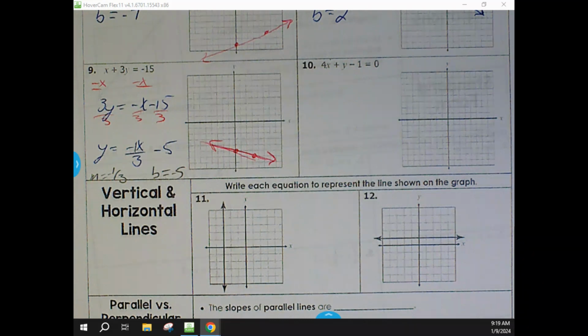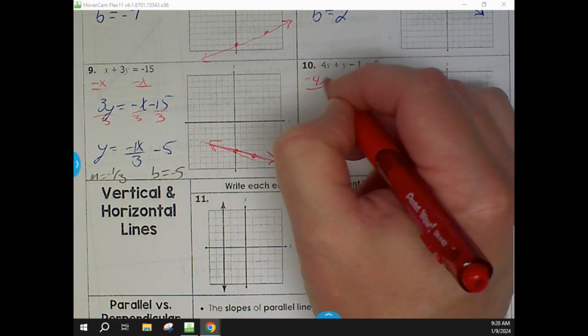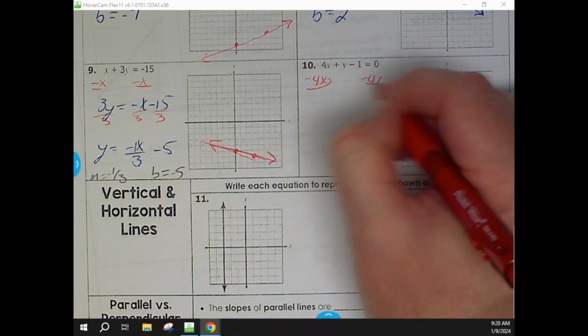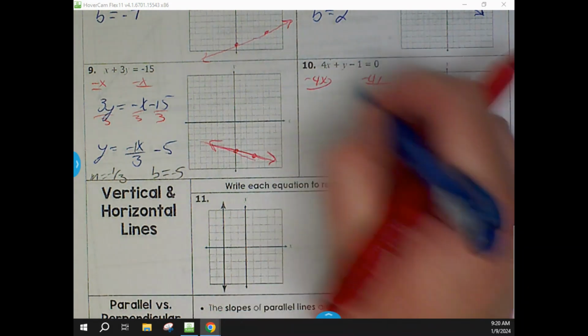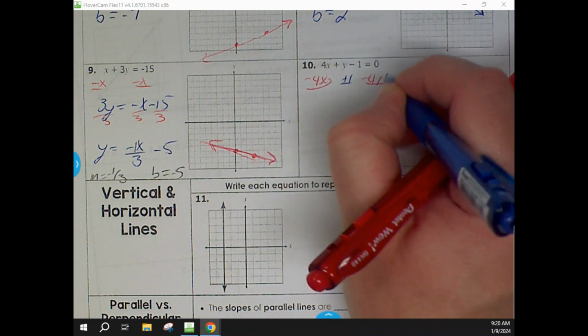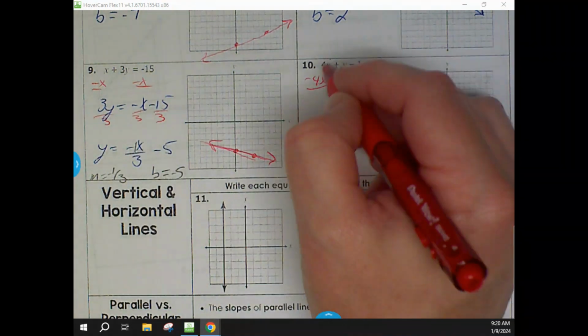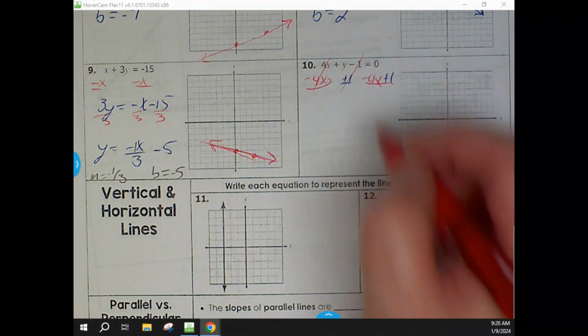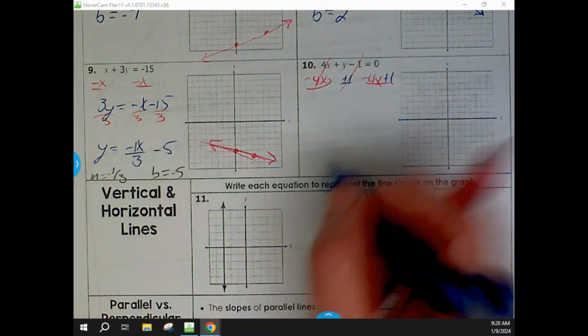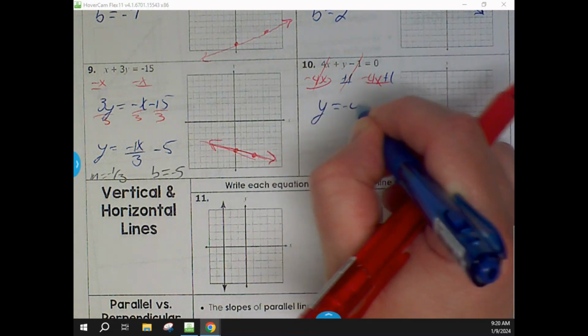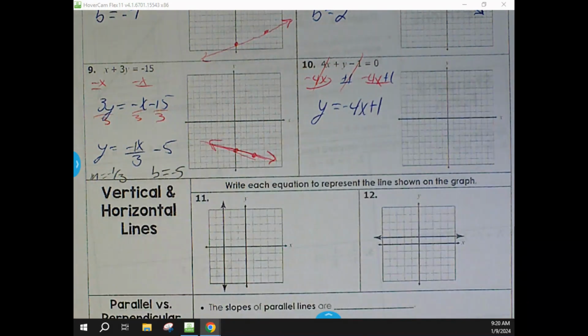Okay, and then number 10, last one again. We still got to get the y by itself. So for this one, two things. We got to get rid of the 4x. And we also need to get rid of the 1 to keep the y by itself. So let's go ahead and do both of them at the same time. Because that'll get rid of the 4x. That gets rid of the 1. So now we've got y would equal negative 4x plus 1.